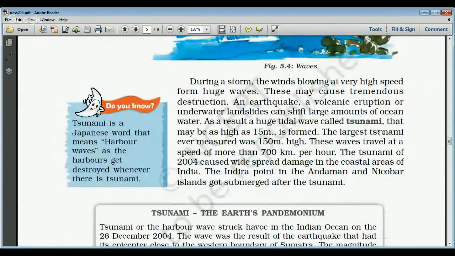And if these waves move with very high speed and form very huge waves, then they might be converted into a huge tidal wave also, and that is known as tsunami. You might have heard this term. See, tsunami is a Japanese word which means harbor waves, because whenever a tsunami comes, many harbors get destroyed, because the tsunami hits directly to the coast and destroys the harbors. And that is why the term tsunami was given by Japanese scientists.